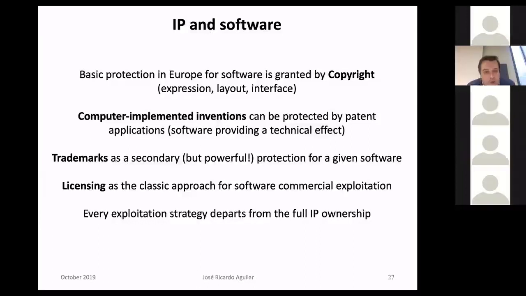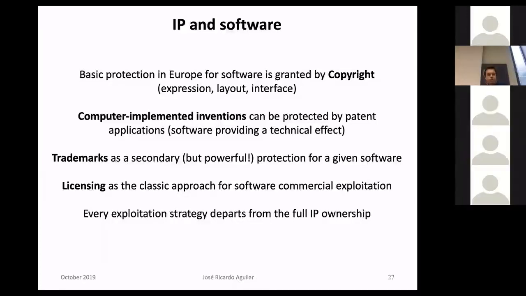But in fact, we can also have protection by patent applications when we think about the so-called computer implemented inventions. Those pieces of software, algorithms, and so on, that provide a given and proven technical effect, that cause a technical effect elsewhere. We'll have here a very short example to understand this point better.